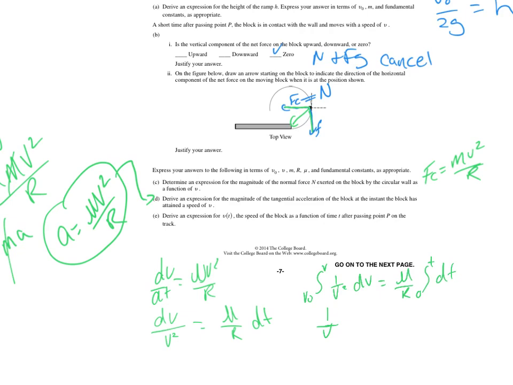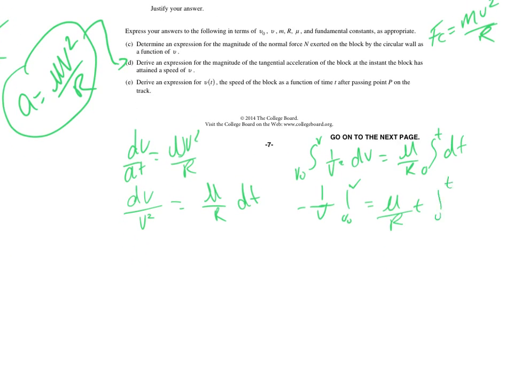Integrating, yes, that's right: negative 1 over v from v naught to v, and then mu over r, or mu over rt, and we're evaluating that from 0 to t. So this ends up becoming 1 over v minus 1 over v naught equals mu t over r. And if we solve for v, you can do some algebra.